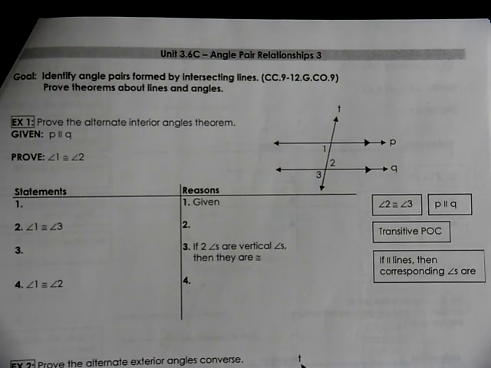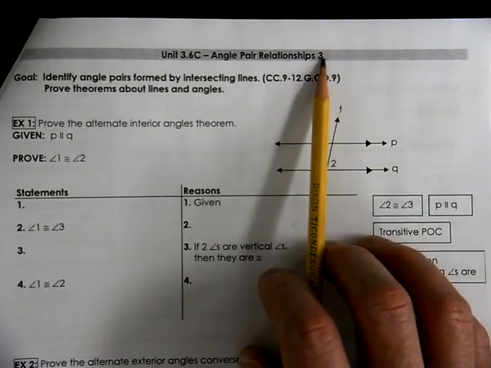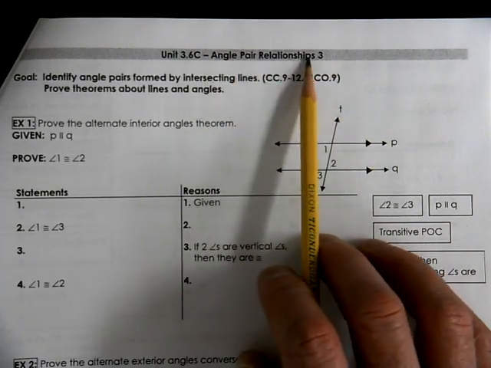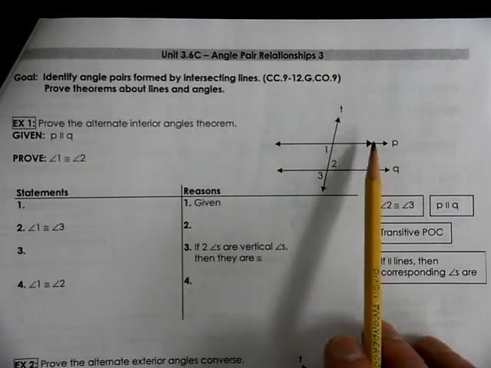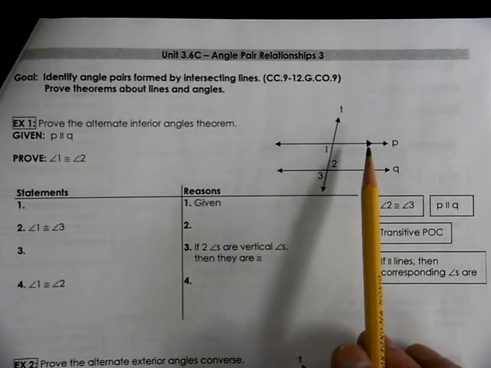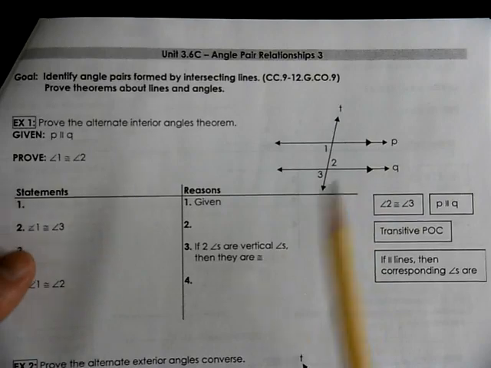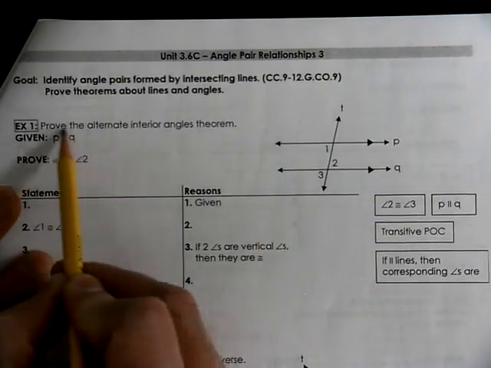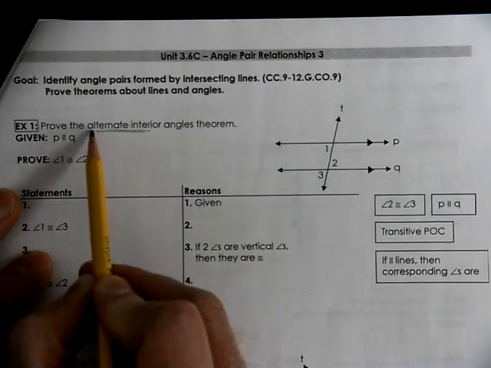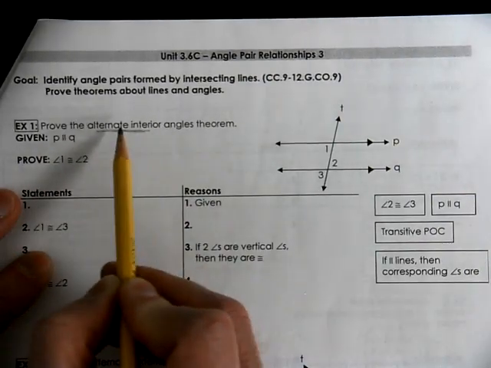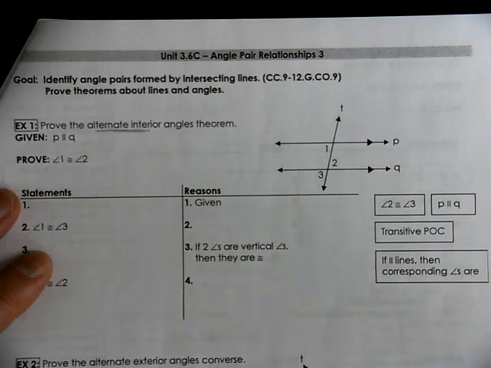This is Geometry 3.6c. This is the third day that we're going to talk about angle pair relations. The main thing we're discussing here is about parallel lines and what angles happen with parallel lines. In this particular example, we are going to prove that alternate interior angles are congruent if the lines are parallel.